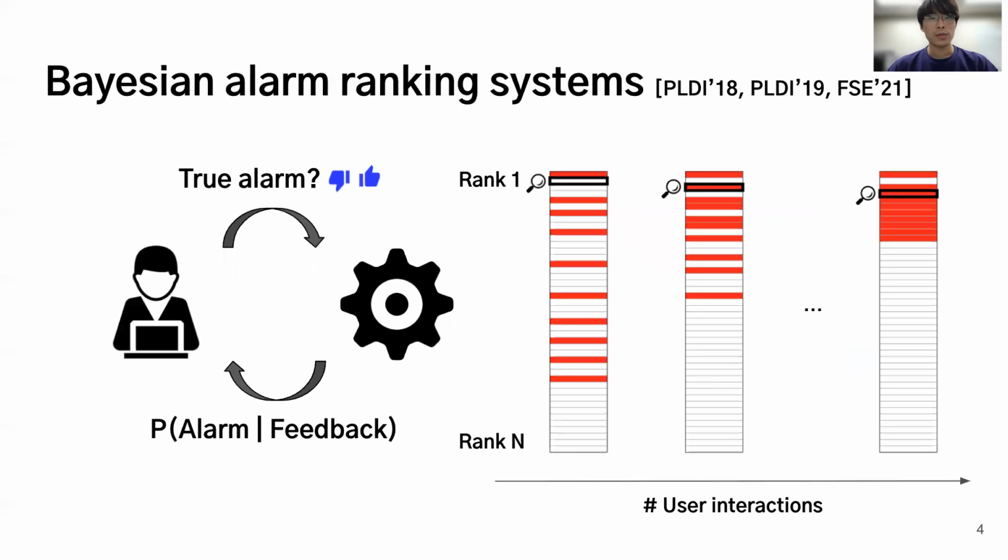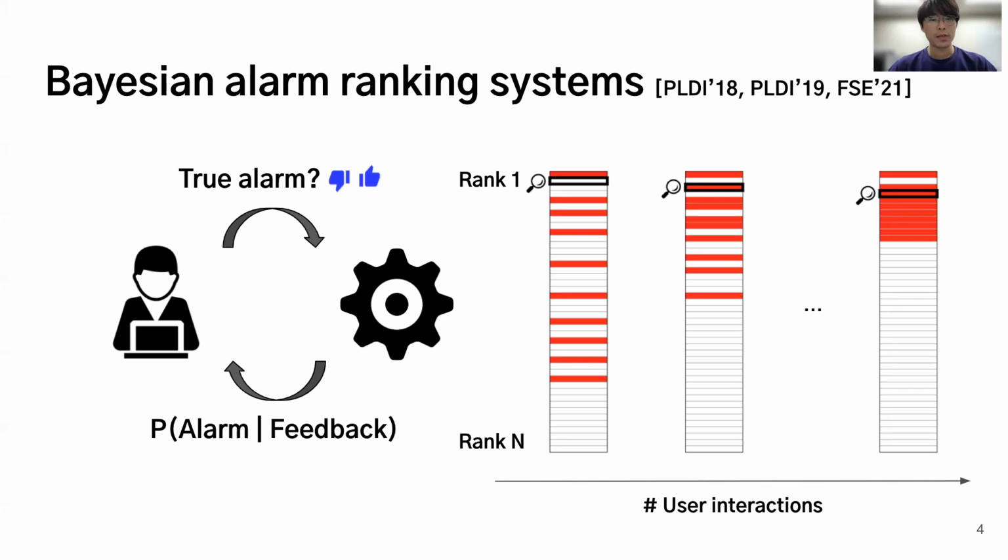To tackle the issue, the alarm ranking system was introduced. The system initially gives a ranking of the alarms sorted by the likelihood of being a bug. From the ranking, now a developer is provided with the priority of an alarm inspection. The developer inspects the alarm from the high-ranked ones and gives feedback to the system. The feedback is whether the inspected alarm was true or not. In other words, a bug or not.